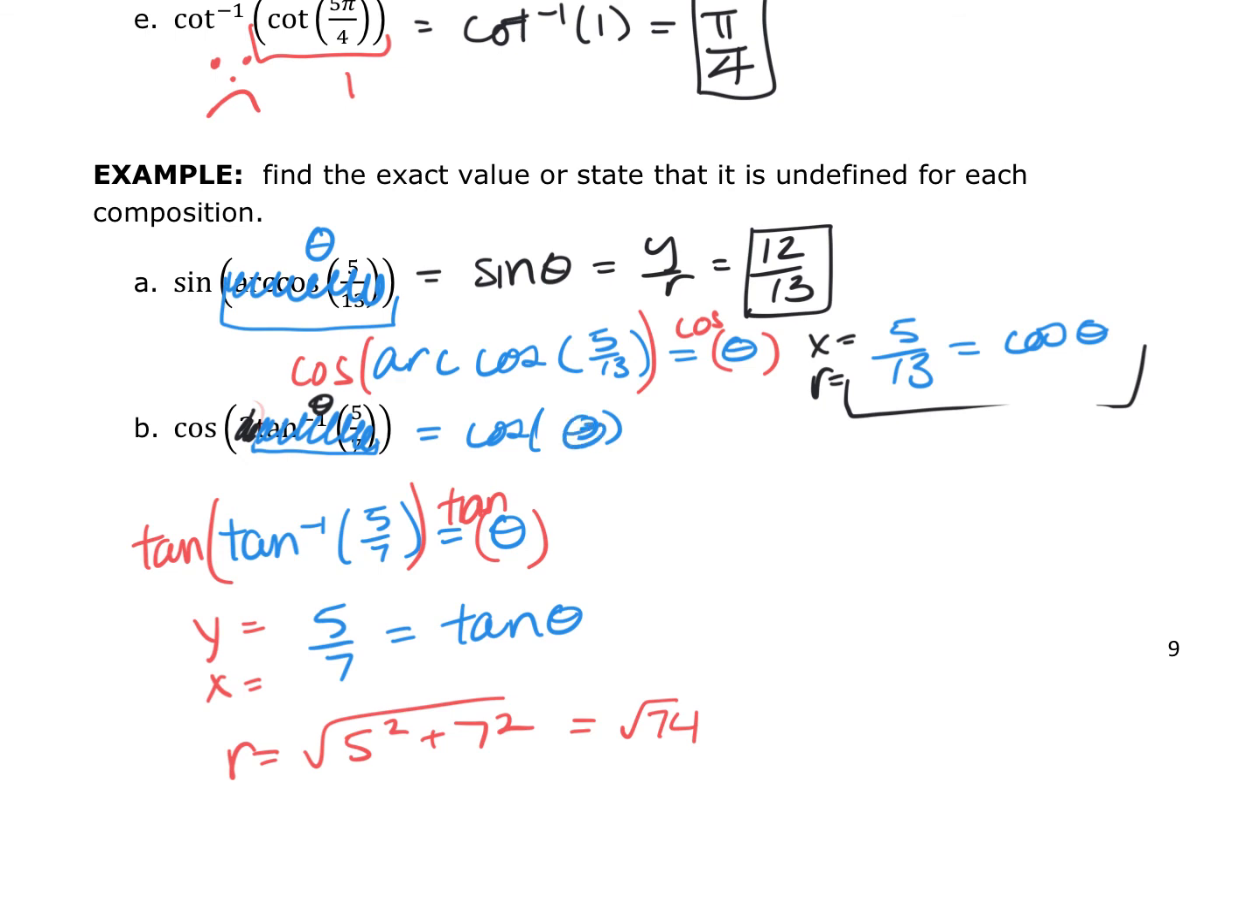So I'm really asking for the cosine. My cosine is my x value over my r value. Because I'm taking the tangent inverse of a positive value, I can only be in quadrant number 1. My x value was 7. My r value was the square root of 74. And that is my answer for that one.